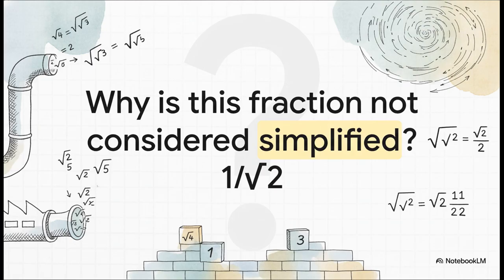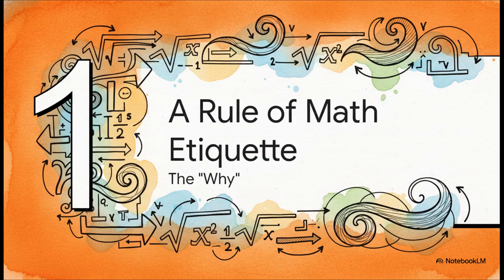You see this fraction, 1 over the square root of 2. Now, it's a perfectly good number, right? But in the world of algebra, it's actually not considered simplified. So, why not? What's the deal? Well, this brings us to a really fundamental convention in math.